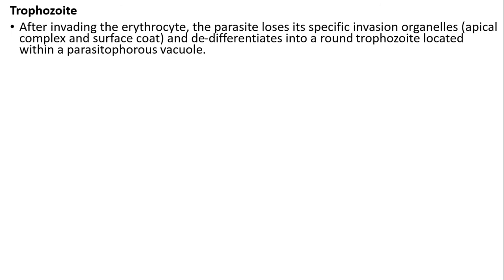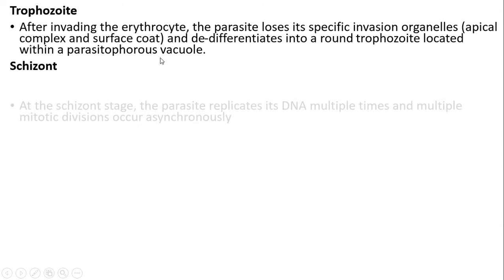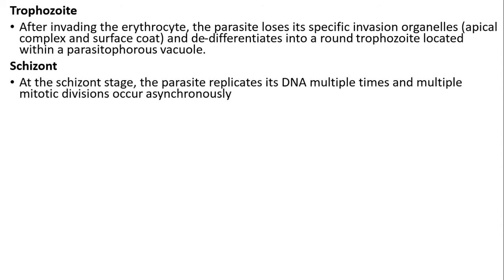Trophozoite. After invading the erythrocyte, the parasite loses specific invasion organelles and de-differentiates into a round trophozoite within the parasitophorous vacuole. At this stage, the parasite replicates its DNA multiple times and multiple nuclear divisions occur asynchronously.